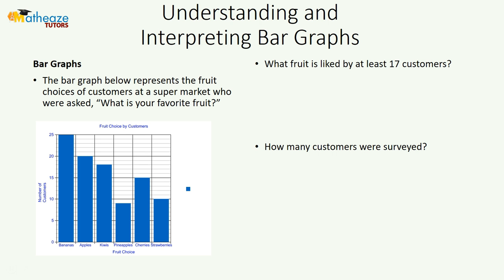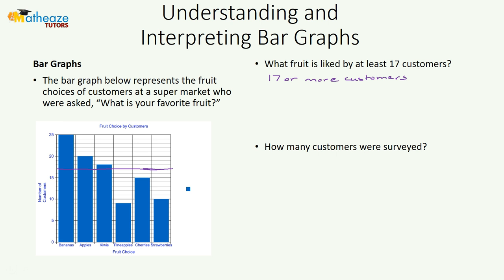What fruit is liked by at least 17 customers? So what we're going to do is put a line at 17 right about here. When it says at least 17 customers, we're looking for fruits liked by 17 or more customers. And we're going to put this line and look for only the bars that have endpoints above the line, that show up above the line.